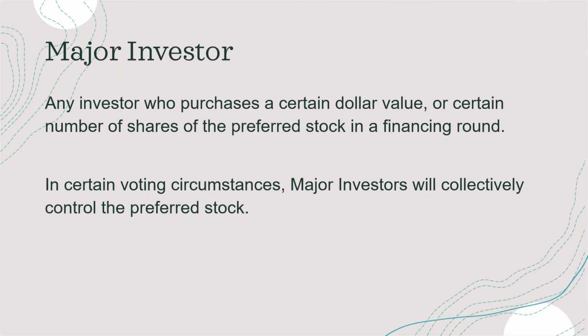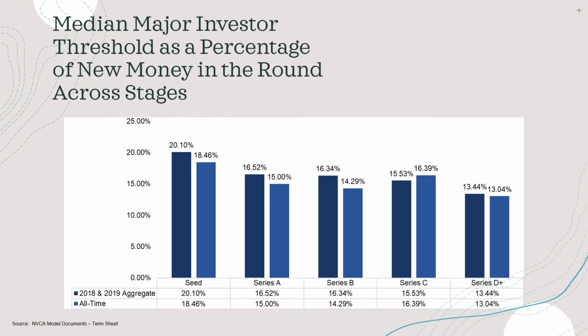Your major investors may be entitled to more information over your other preferred stockholders, as discussed in the previous slide. The major investors, in some circumstances, possess the voting control of that particular series of preferred stock. You see here the percentage of preferred stock ownership that will constitute a major investor, as they are defined across the different preferred rounds.